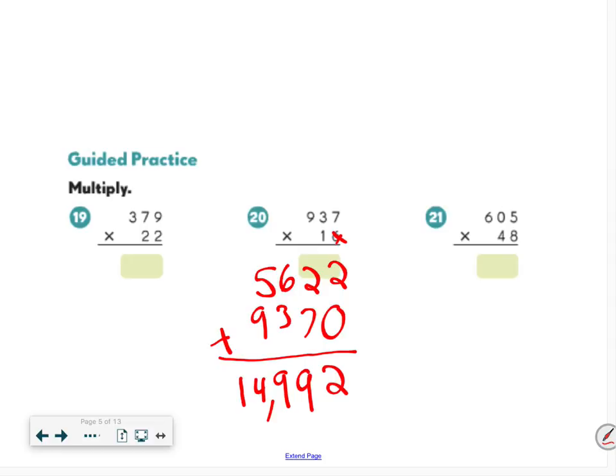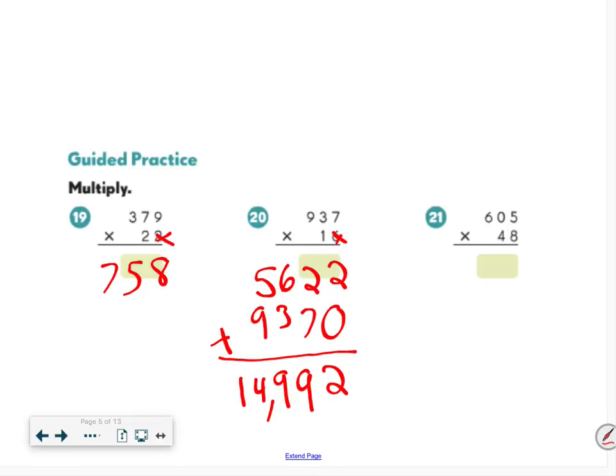Okay. Assuming that you solved them. So I'm going to do 379 times 22. Again, I always start with my 1s place, so I'm going to ignore my 10s. 2 times 9 is 18. I have to regroup. 2 times 7 is 14, plus 1 is 15. 2 times 3 is 6, plus 1 is 7. Now I've done my 1s. I need to get rid of what I did. And now I'm on my 10s.